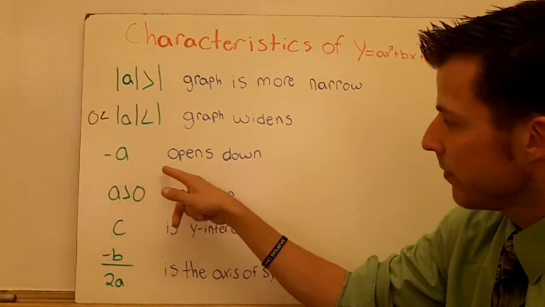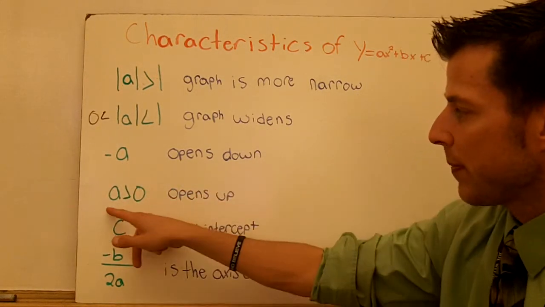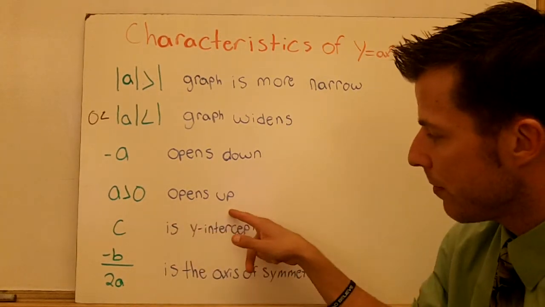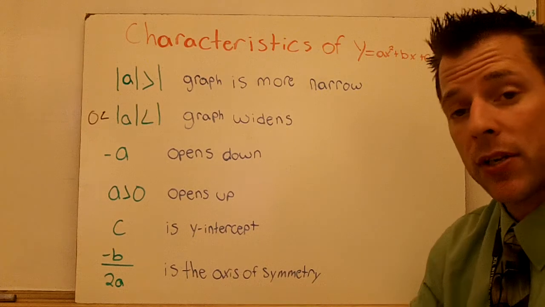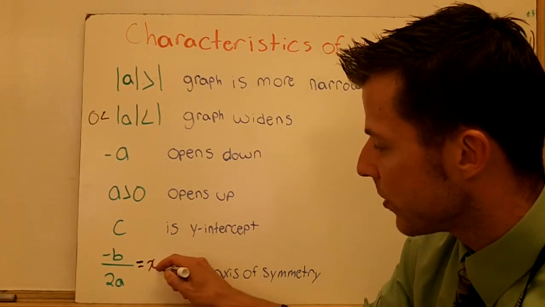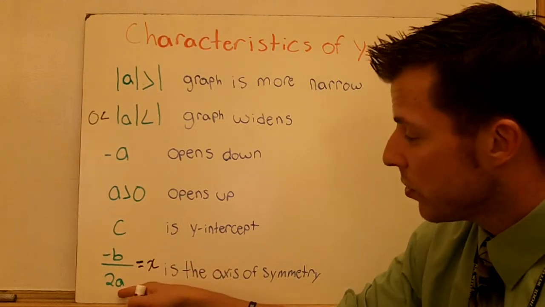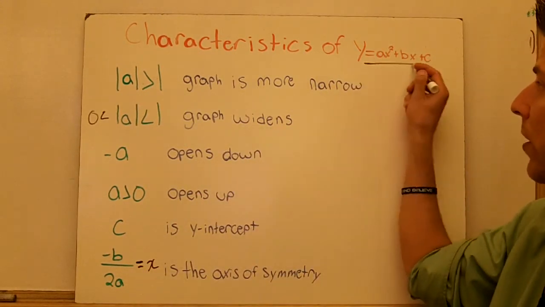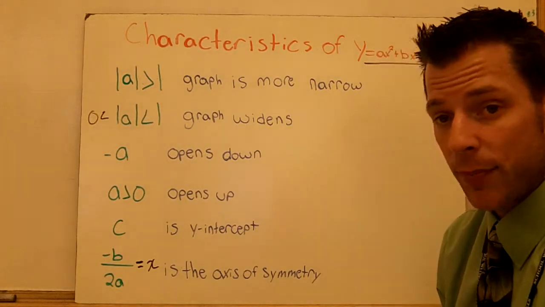If a is negative, the parabola opens down. If a is greater than 0, or positive, the parabola opens up. C is the y-intercept, and here's the big thing. The axis of symmetry is the equation x equals negative b over 2 times a. And that b and that a value come from your function up here. So let's look at a couple more.